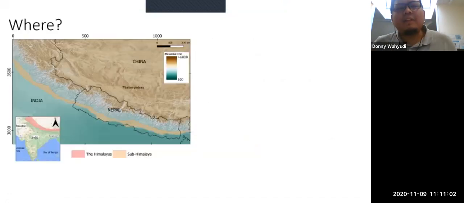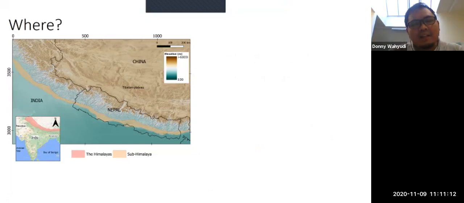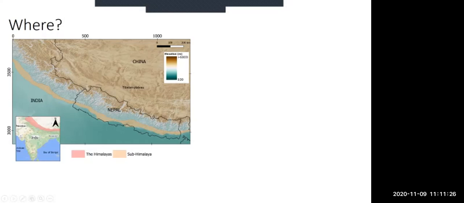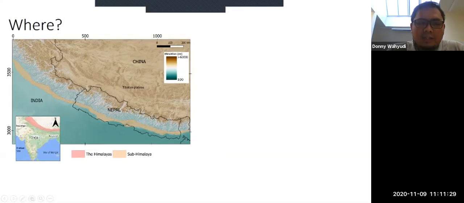And first of all, where is it? So my study area is located within the sub-Himalaya, that is the frontal range of the Himalayan range. It is defined with the MFT on the south, and the MBT to the north. So in between these delineated areas, there are two thrust faults.